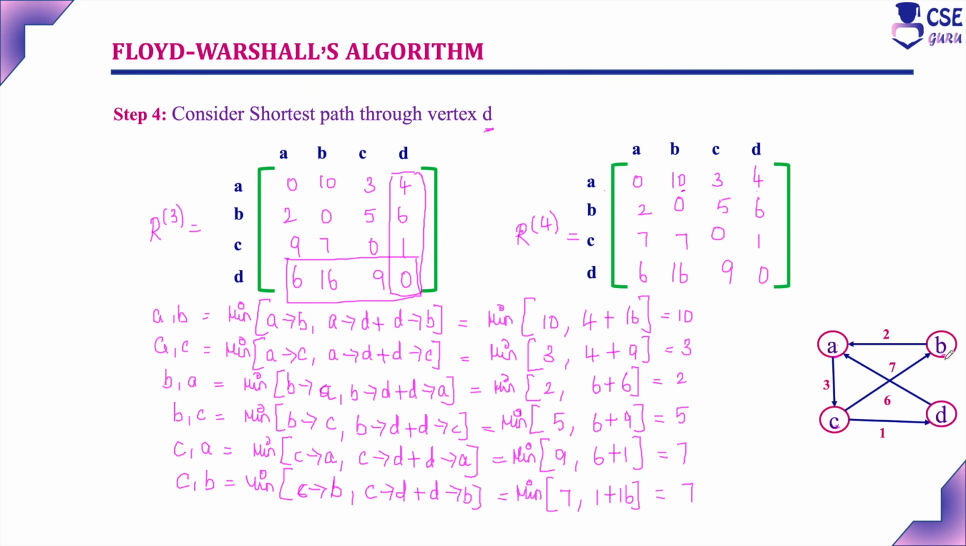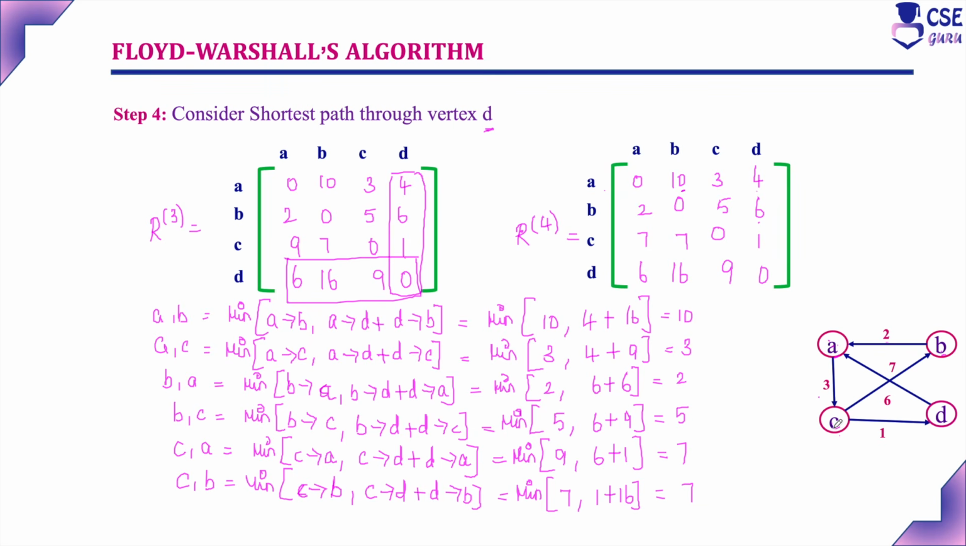Next, if you are considering vertex B, the shortest path from B to A is 2. And B to C, there is no direct path. We need to consider through vertex A. So B to A and A to C, the distance is 5. And D, there is no direct path. We need to consider through A and C. So B to A to C and C to D. So 2 plus 3 plus 1. So we will get 6.